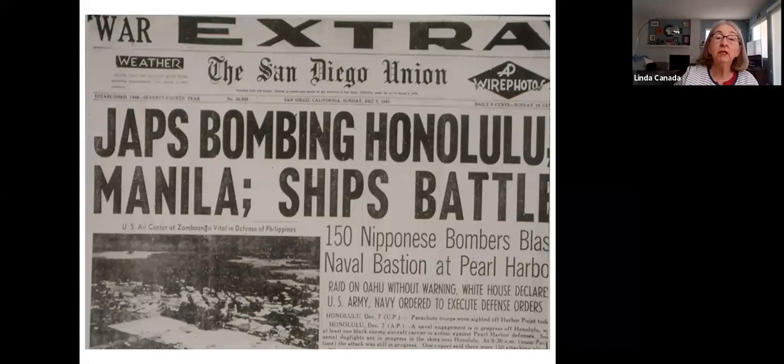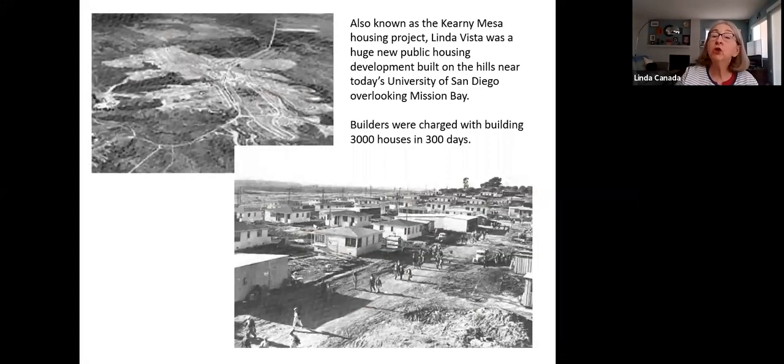Well, the Japanese attack, there was already in San Diego a lot of military construction going on, but with the attack, there were all of a sudden thousands of people coming to San Diego, both to work in the aircraft plants, and the military ramped up significantly.